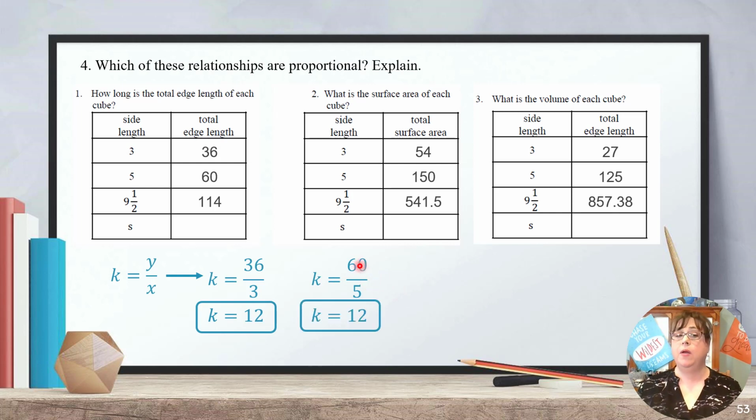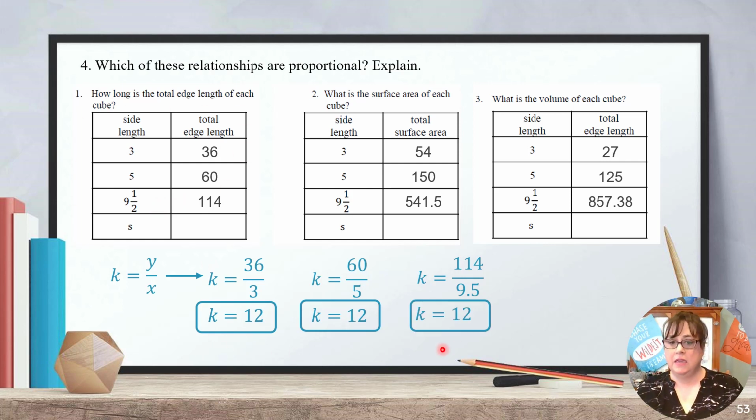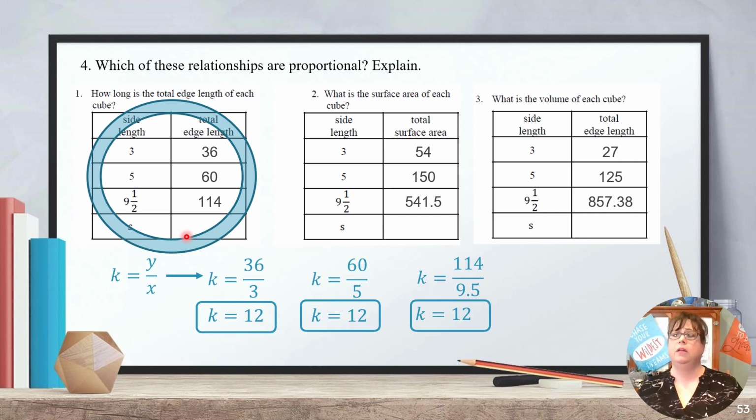So I'm going to keep on going, and I'm really going to hope that this is also 12. When it's y to x, 114 over 9.5, it is also 12. So this right here, because k is the same for every single one, this right here is proportional. So let's look at number 2.